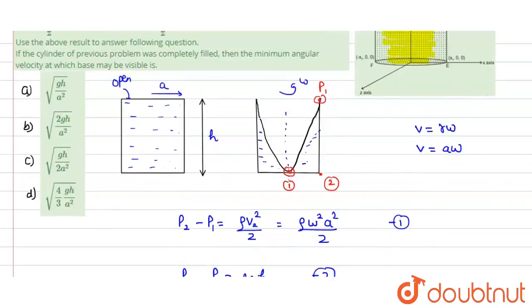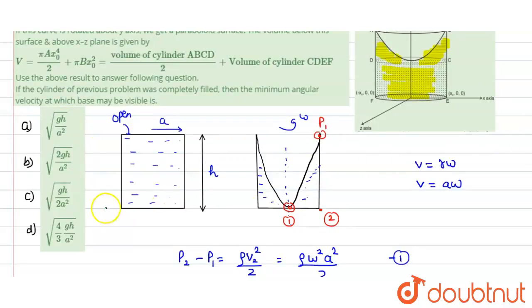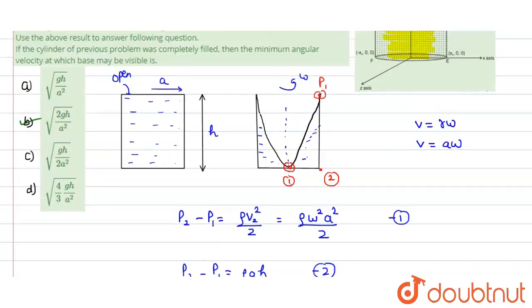So which is the correct option? 2gh divided by A square. That means B is the correct option. Hope you understood the solution.